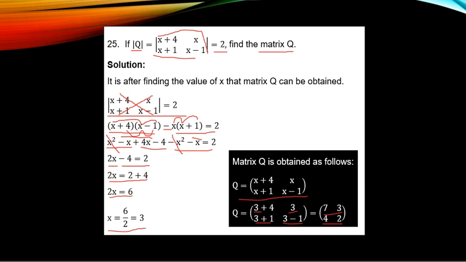If you check very well now, the determinant of this matrix now is 2. That is the 2 you have here. Let's check that. The first, that is 7 times 2 is 14, minus 3 times 4, that is 12. And 14 minus 12 is 2. That confirms your answer, that it is correct. Okay?